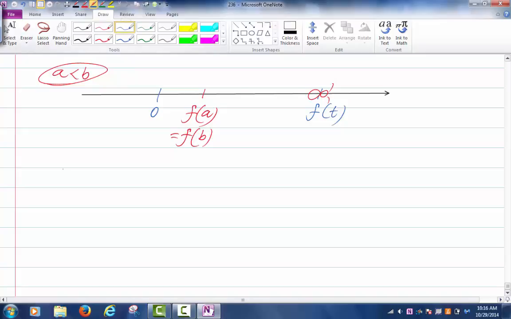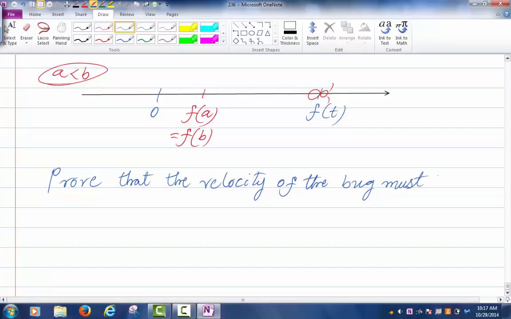And the problem is this: prove that the velocity of the bug must be zero at some moment c between a and b.